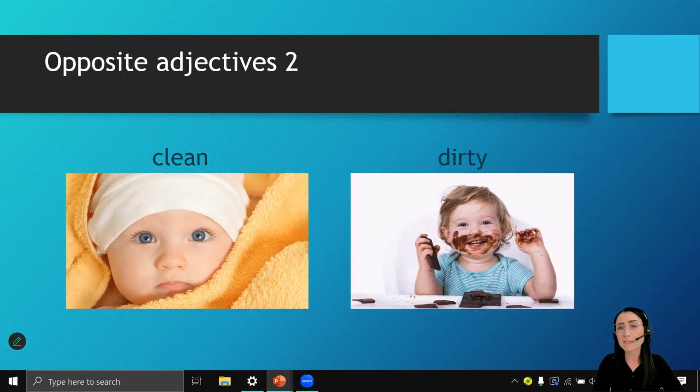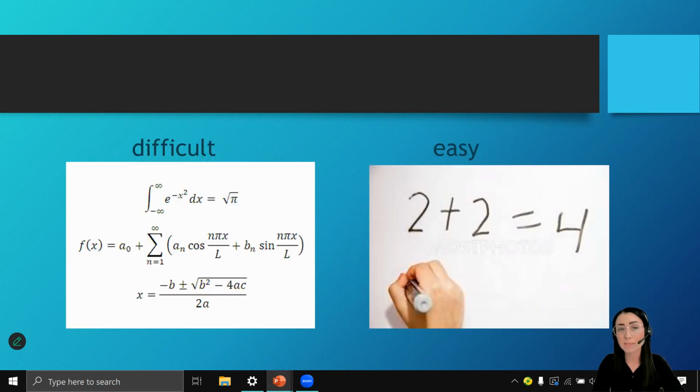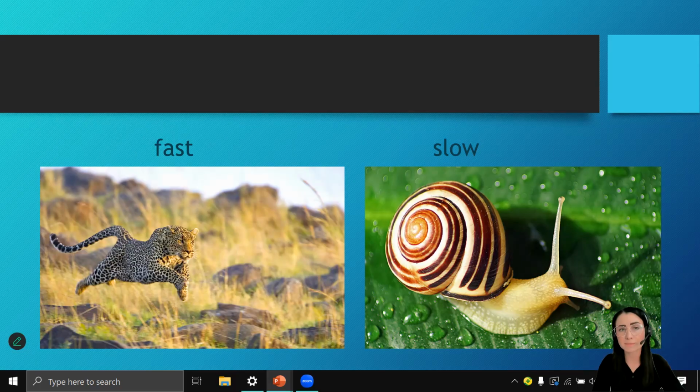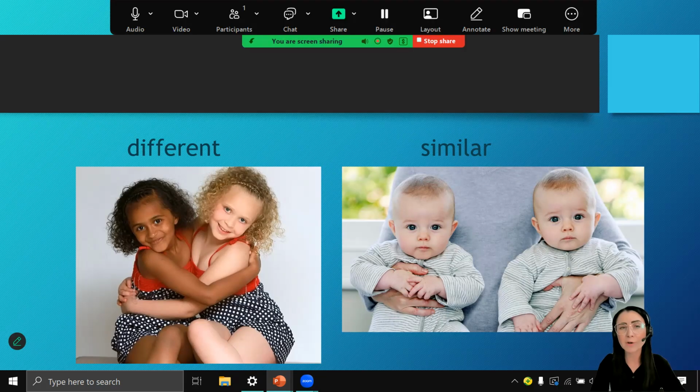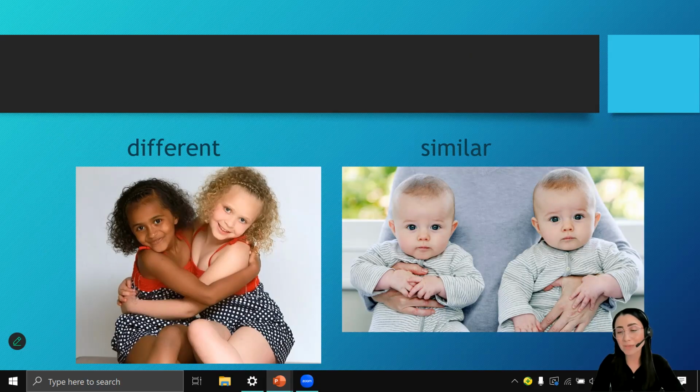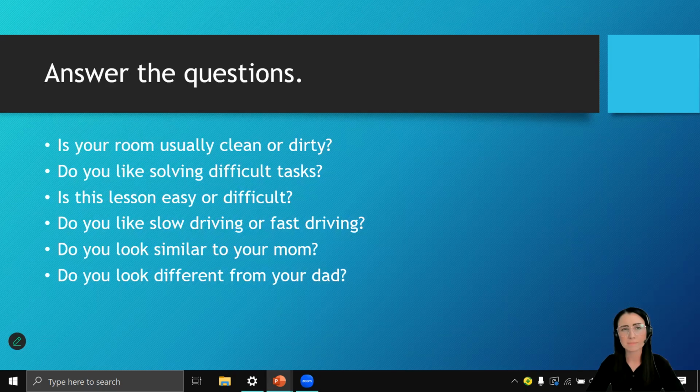Clean, clean. Dirty, dirty. Difficult, difficult. Easy, easy. Fast, fast. Slow, slow. Different, different. Similar, similar. I hope I could choose the right pictures, but if you are not sure about the meaning of all these words, just check them in an Oxford dictionary.